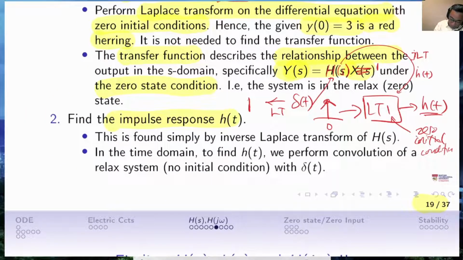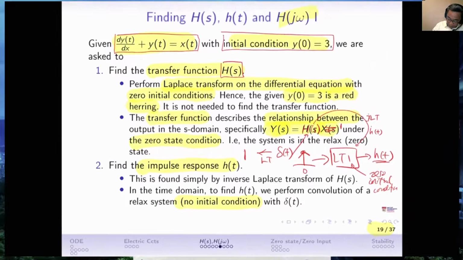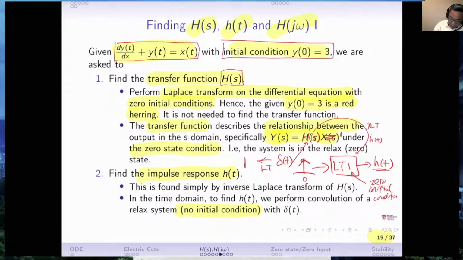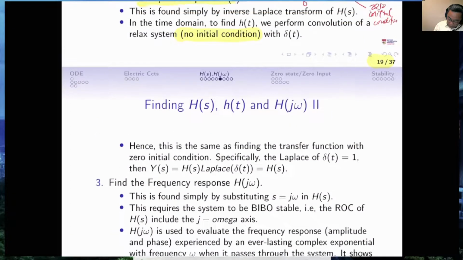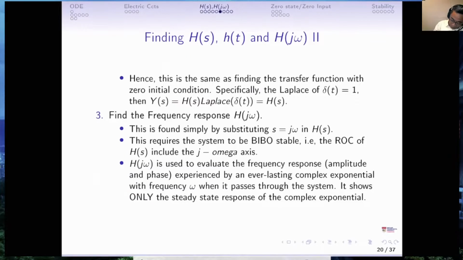Again I repeat, to find the impulse response, we must have zero initial condition. This is the same as finding the transfer function, so everything is in agreement here. We have just discussed H(s) and h(t). Now, let's go to the next page, and we will continue to discuss how to find the frequency response.